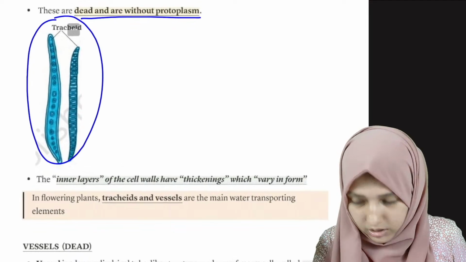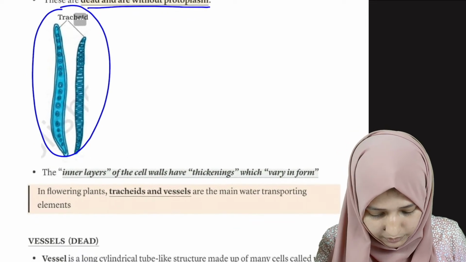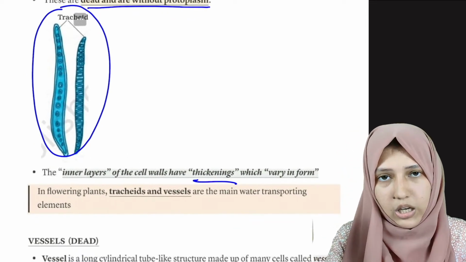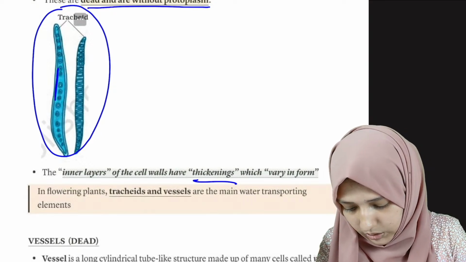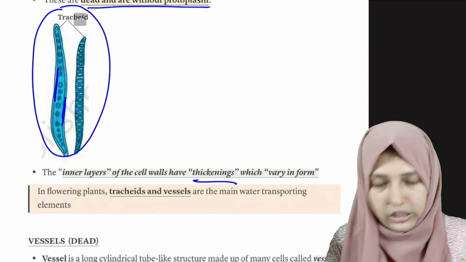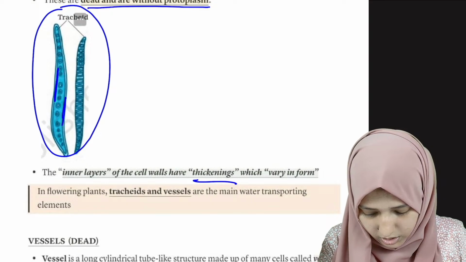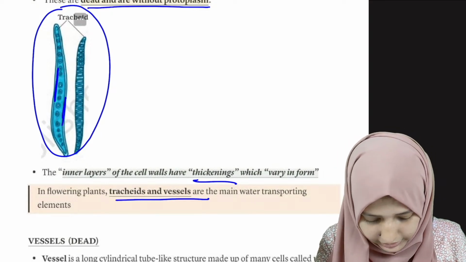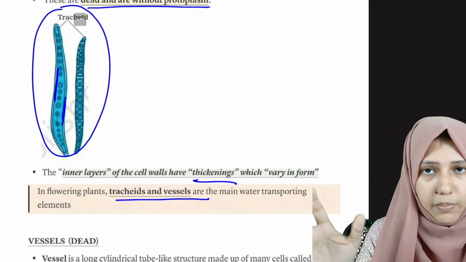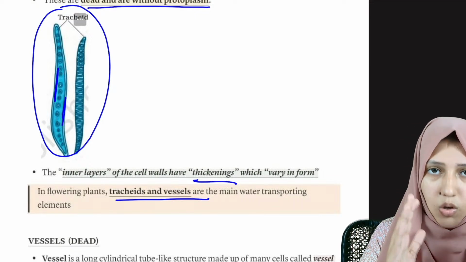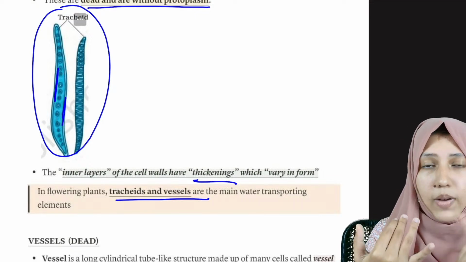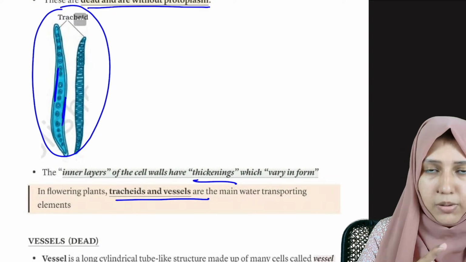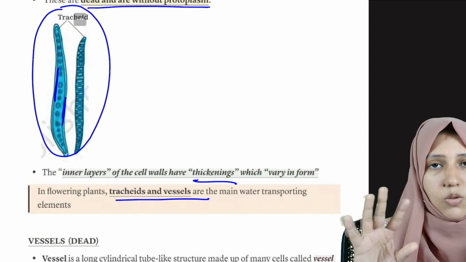Now the inner layers of cell walls will be having thickenings. You can appreciate it. There will be thickening. Now in flowering plants, both tracheids and vessels will be found. In gymnosperms, please note the point, vessels are absent, but in flowering plants, both tracheids and vessels will be present.